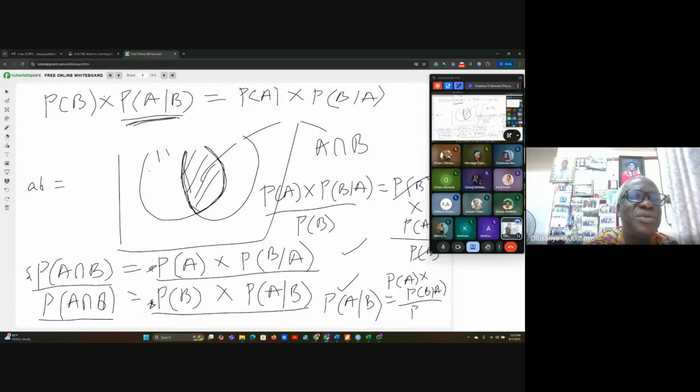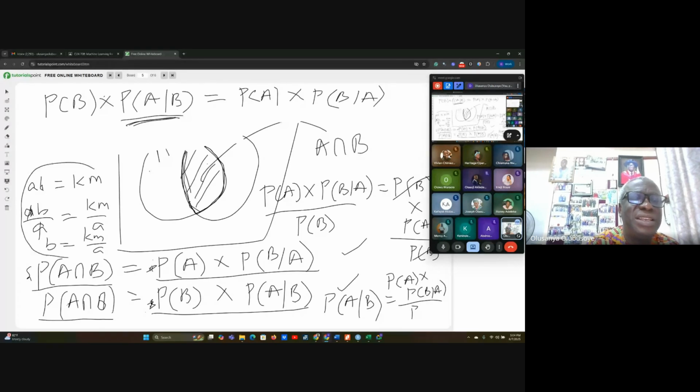So for purpose of illustration, if you have AB equals KM, then if I want only B, then I will divide both sides by A. So I will have AB over A equals KM over A. So I'm left with B, so I get the B which I want to be KM over A. So if I apply that principle here, I take this as my A, this as my B, this as my K, and this as my M.